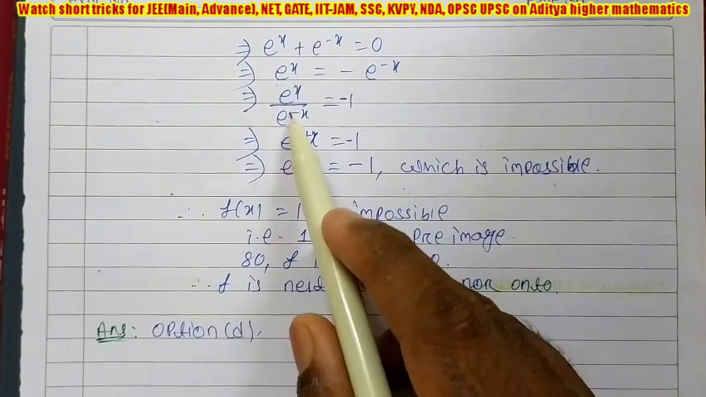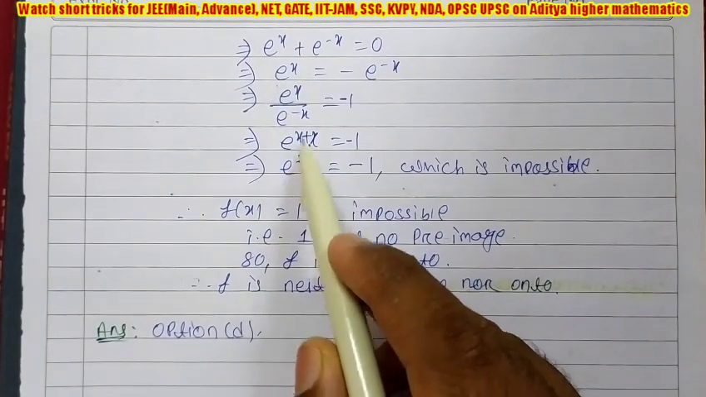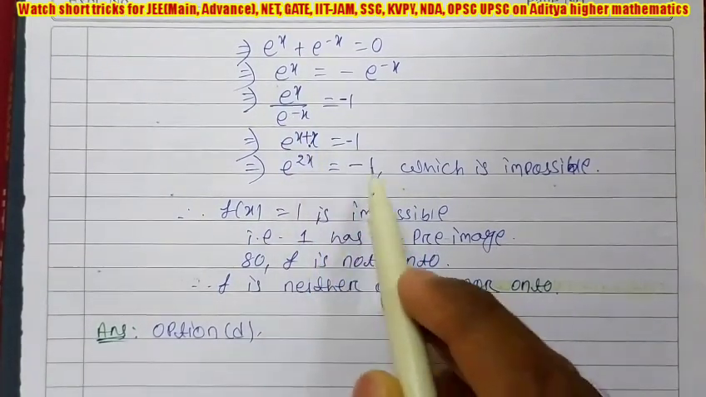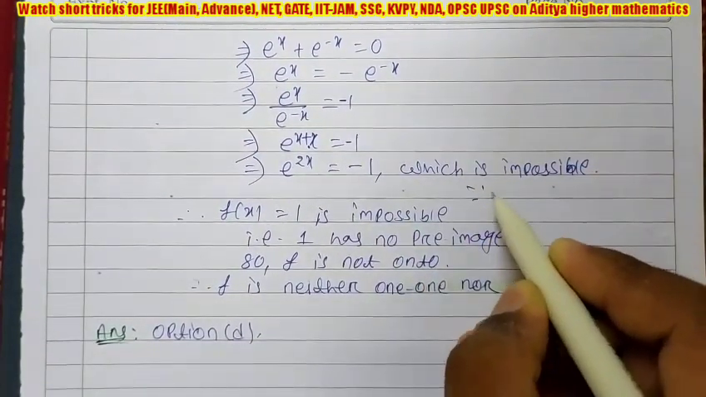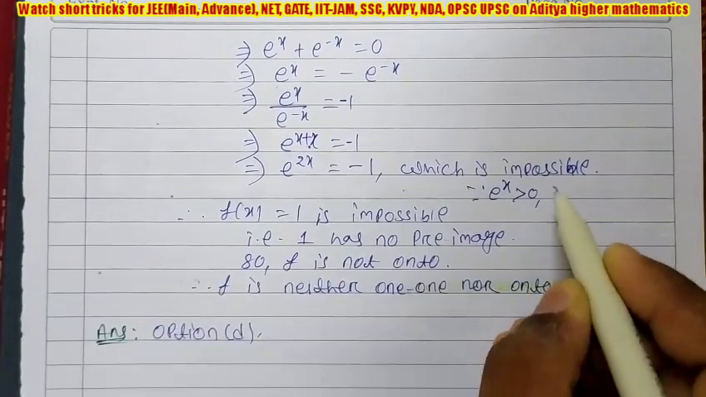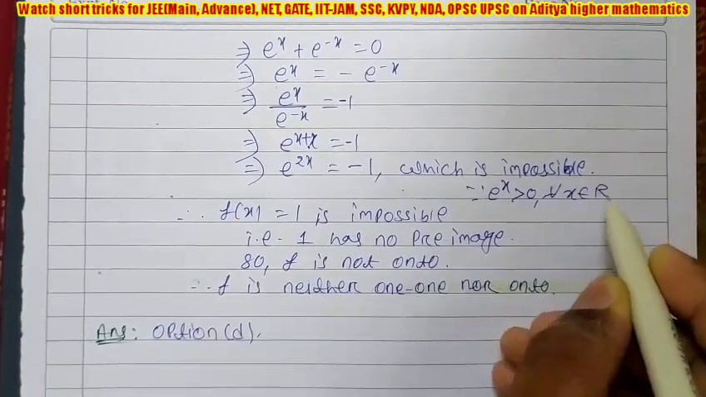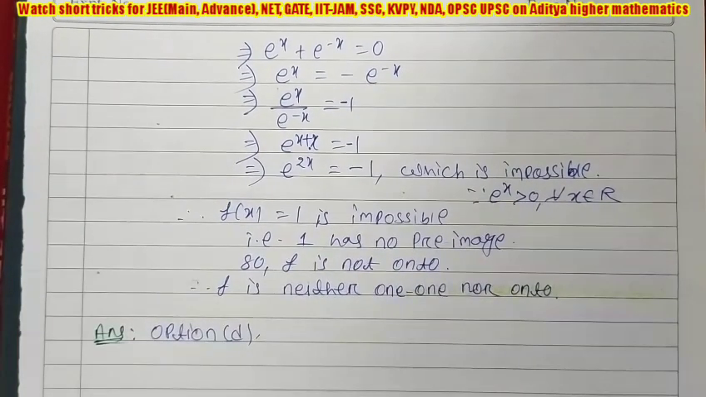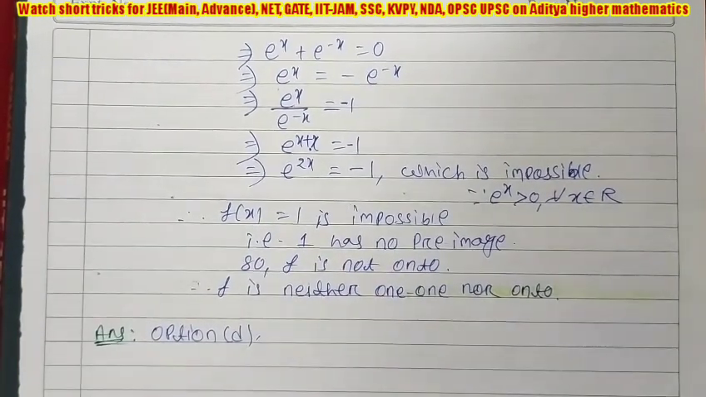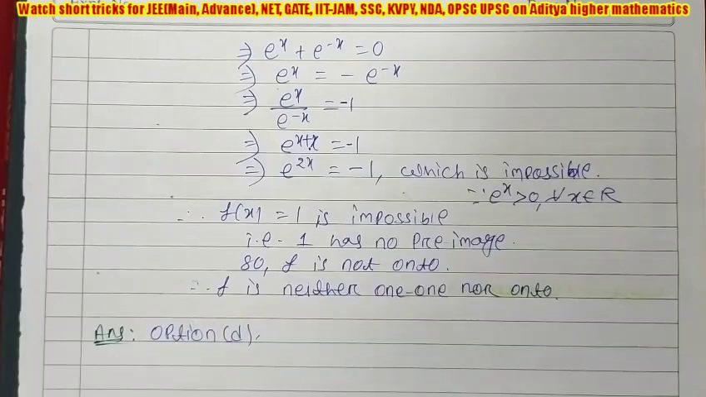Now in division case we have to subtract the powers. x minus minus is plus x, so e^x is minus 1, which is again impossible because I told you e^x is always greater than 0 for all x belongs to R. So f(x) is 1 is impossible because in both cases we are getting it is impossible. That means 1 has no preimage.